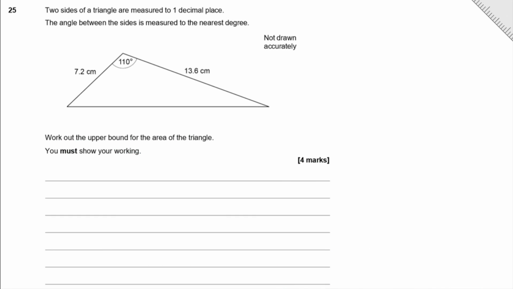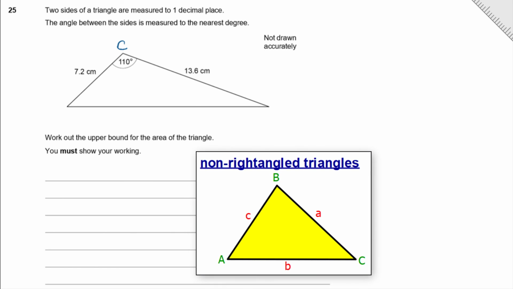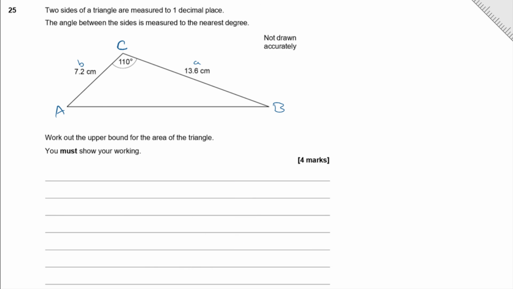Question 25. Two sides of the triangle are measured to 1 decimal place. The angle between the sides is measured to the nearest degree. Work out the upper bound for the area of the triangle. Okay, so let's say that this is a triangle CAB. So that is side A and that is side B, and the area of the triangle, using the trigonometry formula, is going to be half AB sine C, isn't it? That's the formula we're going to be using.